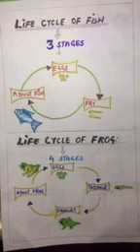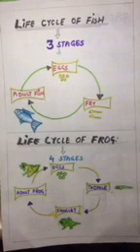Do you know what vertebrates are? Vertebrates are animals which have a backbone, and they are divided into five classes. Number one is fish, number two is amphibian, number three is bird, number four is insects, and number five is mammal. So now we will discuss the life cycle of fish.